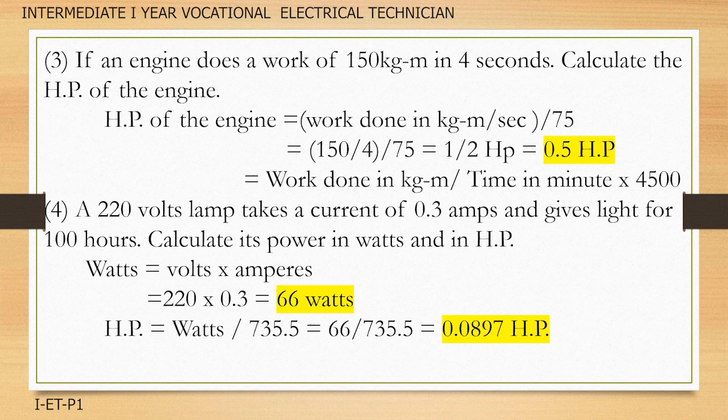Then HP equals watts by 735.5. As we know, 1 HP is equal to 735.5 watts. That equals 66 by 735.5, that equals 0.0897 HP.